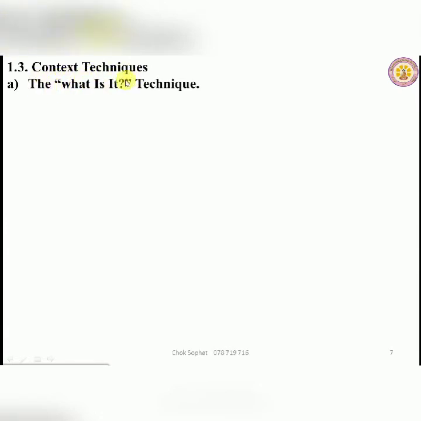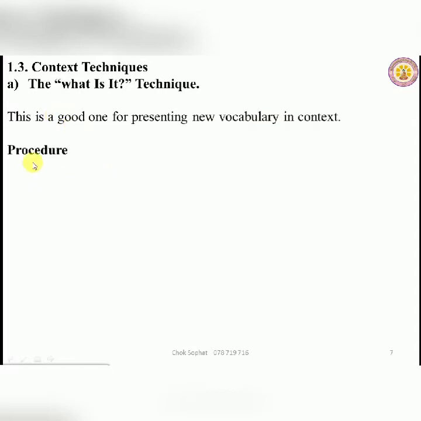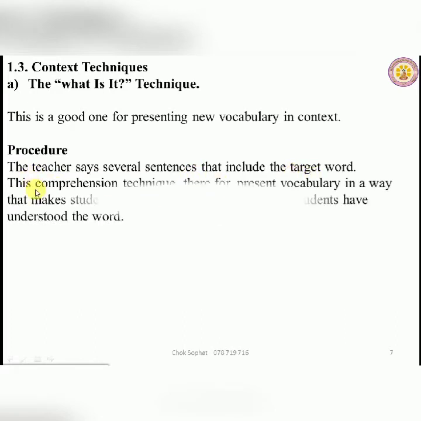Okay, more context technique. So we can use the context technique to present the new vocabulary. This is a good one for presenting new vocabulary in context. Example here. Procedure: how to present the vocab? The teacher says several sentences that include the target word. These comprehension techniques present vocabulary in a way that makes students think and tell the teacher if the student has understood the word. This is the procedure, the process of presenting the new word.